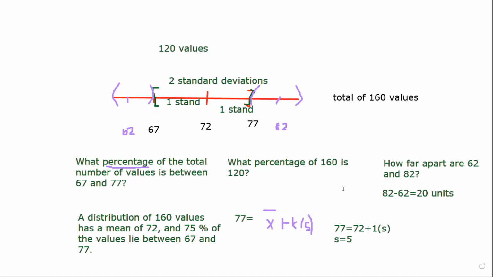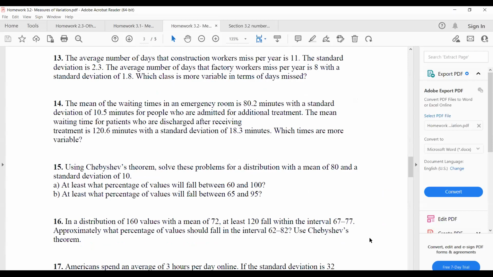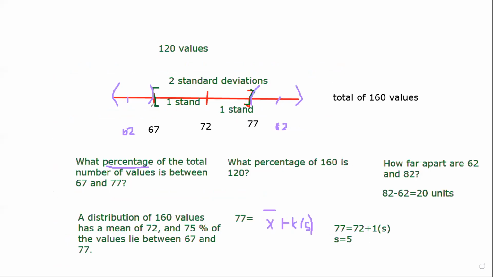Now, what we want to know is, the question here is, what percentage lies between 62 and 82, right? Well, we know that's 20 units apart, right? So let's look at this here. So if we know that to be true, then here we're going to do our same little bit of math. You can start from either side.